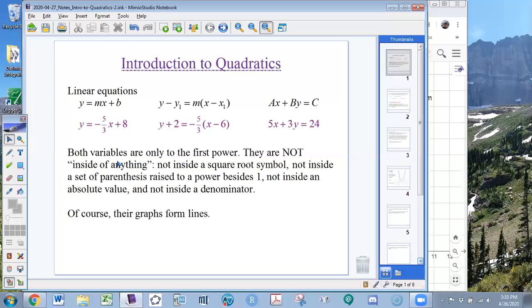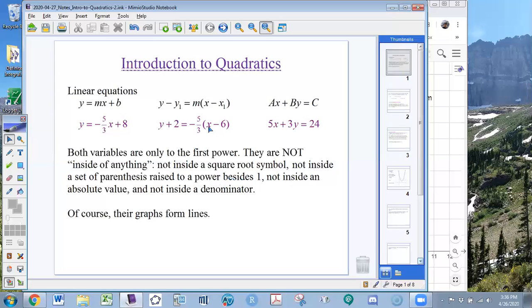Some things to notice here is that both of the variables are only to the first power. I don't have an x squared in here or y cubed, anything like that. I also don't have x multiplied by y, which would almost be like increasing the powers there. They are not inside of anything either. So they're not inside of a square root symbol. I don't have a square root of x anywhere in there. They're not inside a set of parentheses raised to a power besides 1.